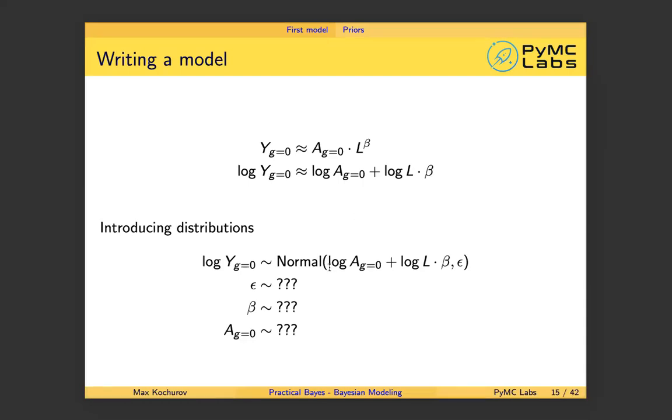We can now rewrite our model into something that resembles the notation of a Bayesian model. When you have an observation simulated from a normal distribution with some mean estimate, that would be our model, a log-log model, and the standard deviation for noise. An open question is how to get all those priors. We will start with a simple one, a prior distribution for beta.